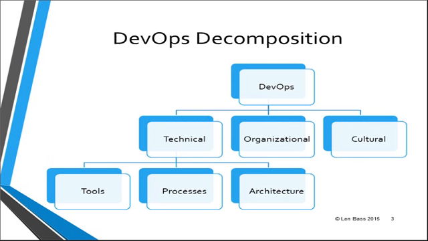If you look at DevOps, there are three different high-level aspects to it. There's the technical aspect, which is mostly what we focus on in the course. There's the organizational aspect and the cultural aspect. We'll go a little bit deeper into the organizational aspect in the next lecture. For the technical aspect, you can talk about tools, processes, and architecture, and we will end up talking about all of those.